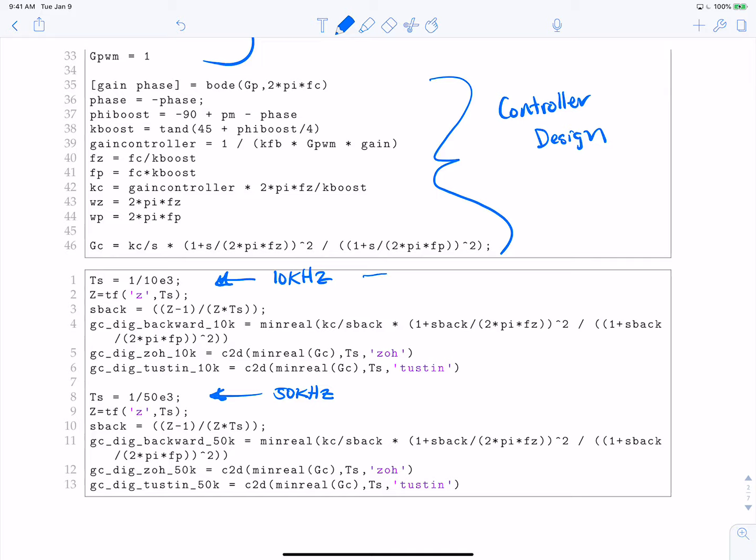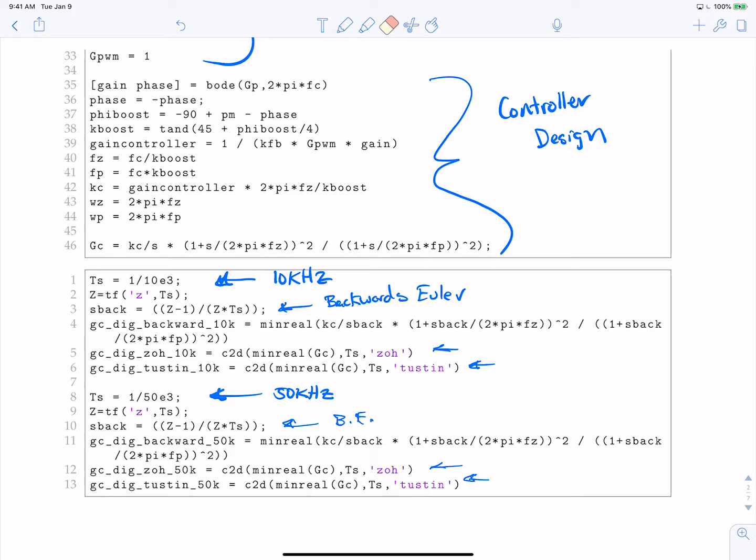So 10 kilohertz is going to be 20 times slower, and the 50 kilohertz will be about 4 times slower. For each frequency of the controller, the sampling time, we're going to have 3 different controllers that we're going to consider. Here we'll have backwards Euler, and then we'll also do zero order hold and Tustin, and the same goes for 50 kilohertz. Backwards Euler, we'll just call it BE. We'll have zero order hold and Tustin. So we'll have a bunch of different digital controllers to consider.